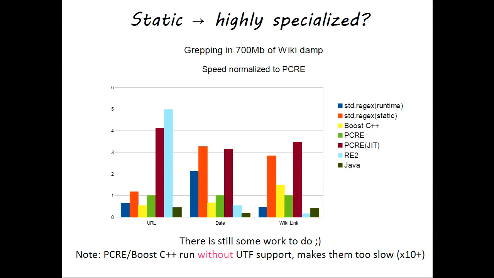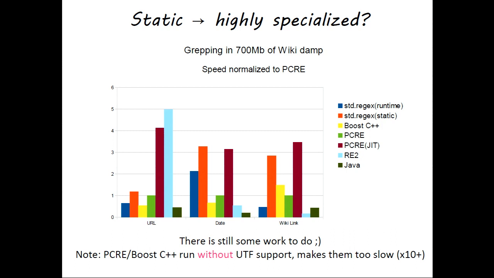One thing to note here is that for PCRE and the Boost C++ regex libraries, I had to disable UTF processing because they were too slow with it, like 10 times slower, 20 times slower, they won't even show up. Let's take a peek at the orange bars. What we see is that we're still somewhere in the top. And importantly, the improvements range from 5 times faster to a couple of 50% faster than the runtime version.